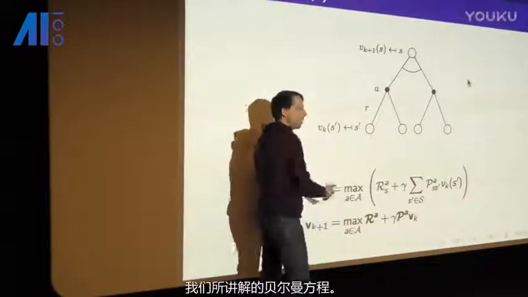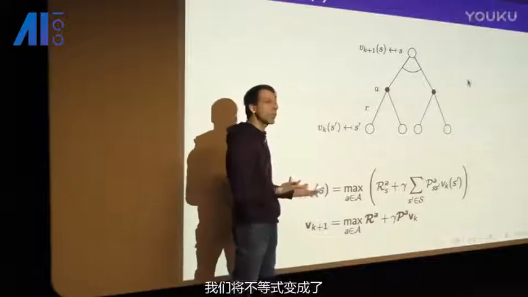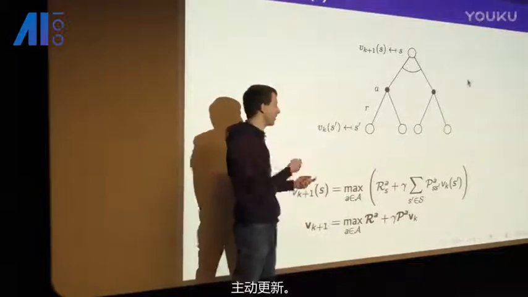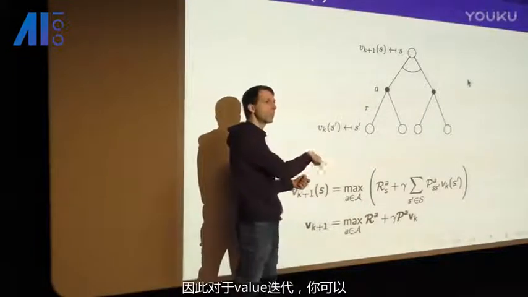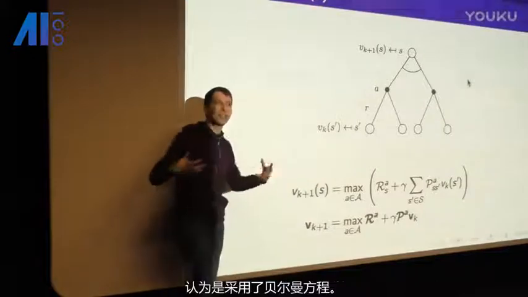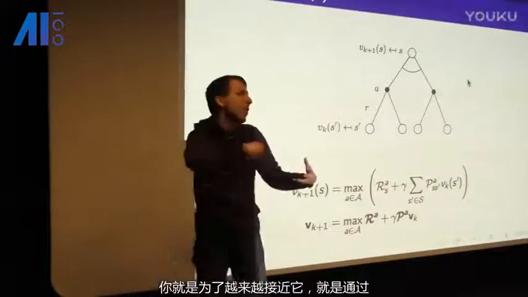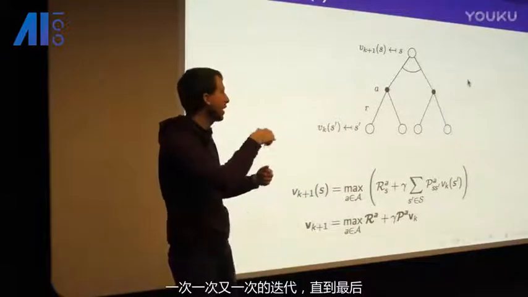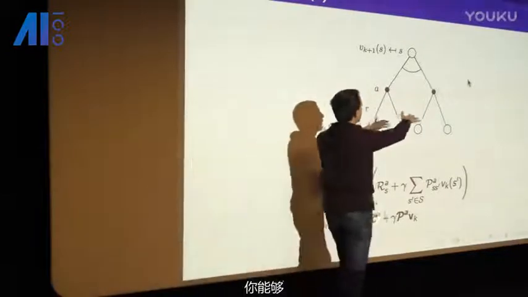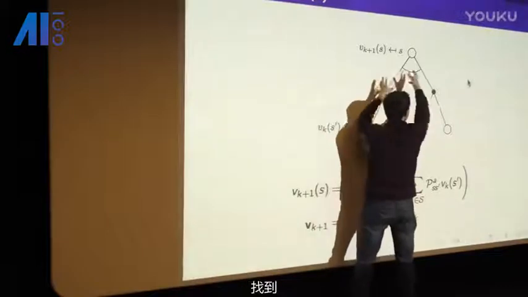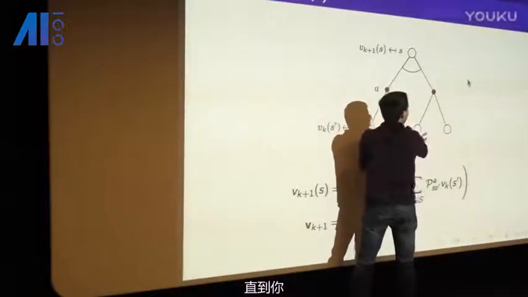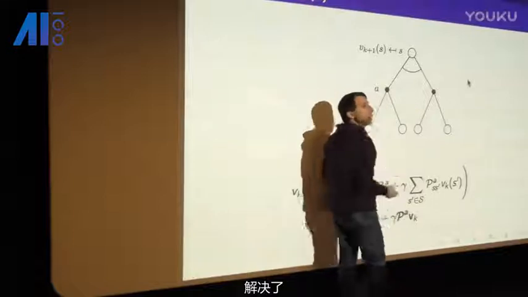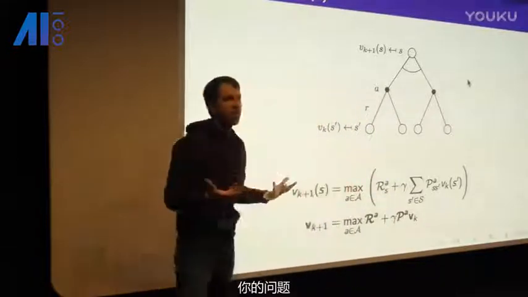This is the Bellman optimality equation, except that instead of being an equality, we've turned it into an iterative update. Value iteration, you can just think of as taking the Bellman equation and getting closer and closer to satisfying it by feeding it back into itself again and again, until eventually, when you keep feeding the values that you compute back in at the leaves, this must settle to the optimal value, and you've solved the problem.